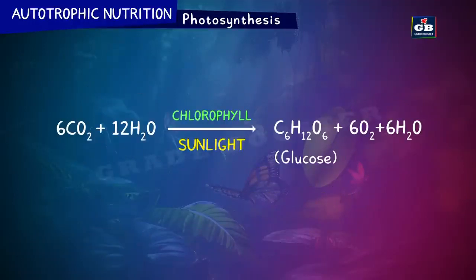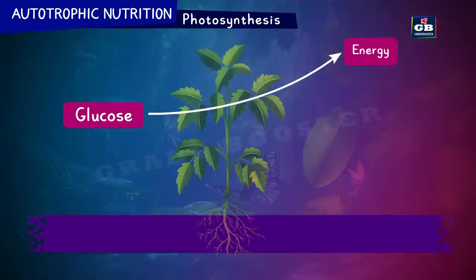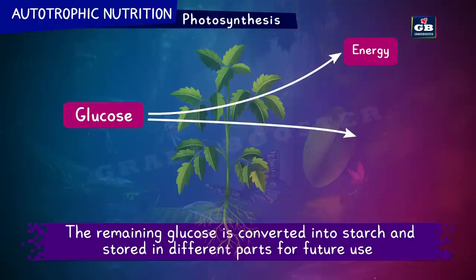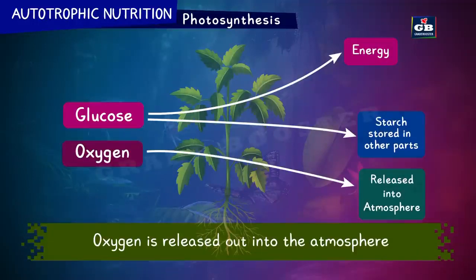Here we can see the chemical equation of photosynthesis. 6CO2 plus 12H2O gives rise to C6H12O6, that is glucose, plus 6O2, that is oxygen, plus 6H2O, that is water. So this reaction takes place in presence of sunlight and with the help of chlorophyll. Plants use this glucose for their energy requirements. The remaining glucose is converted into starch and stored in different parts for future use. Oxygen is released out into the atmosphere.